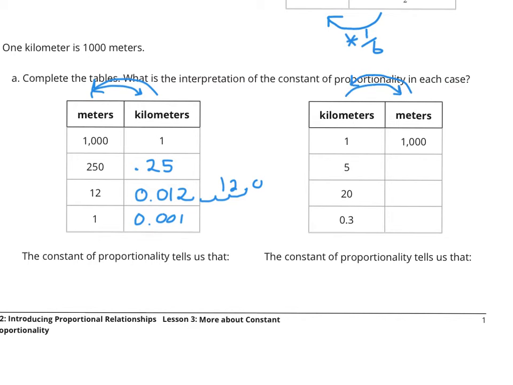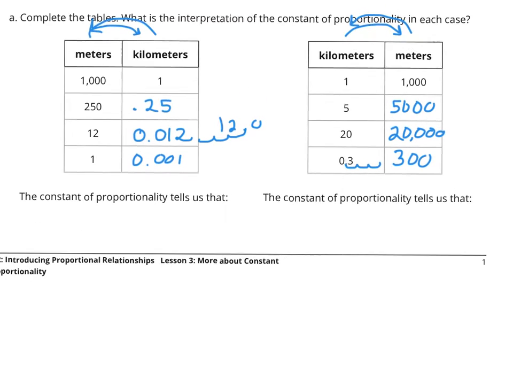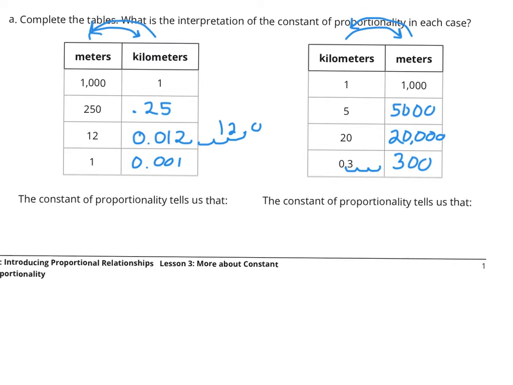Now if I go in the other direction, going from here to here, I find that number by dividing: 1,000 divided by 1 is 1,000. So to go from left to right, I'm going to multiply by 1,000. So I'd have 5,000 here. 20 times 1,000 is 20 with an extra 3 zeros, so 20,000. To do a decimal times 1,000, I'm going to take that decimal and move it 3 places, tens, hundreds, thousands, so 300.